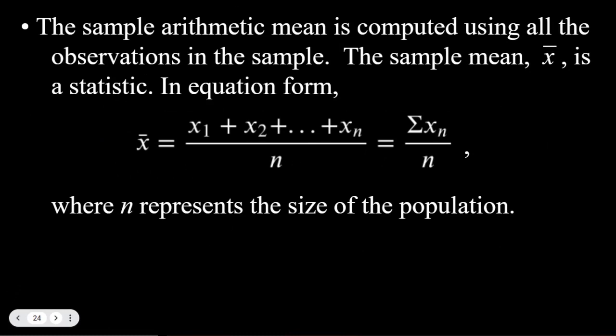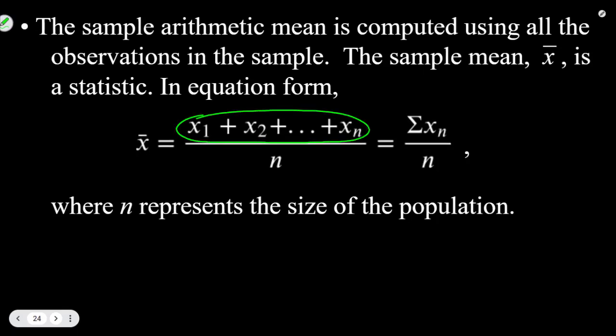The sample arithmetic mean is computed using all the observations from the sample. So remember, the sample is a subset, it's a smaller group from the population. The sample mean, X bar, is a statistic because it's just from a sample, and in equation form you'll notice it looks almost identical to the other one. X bar equals, and here we're going to add up all those values from the sample. We only have lowercase n number of values in our sample, so that's why we divide by lowercase n. And then again we have that sigma version of the addition process telling us to take the sum of all the x's and divide by lowercase n.